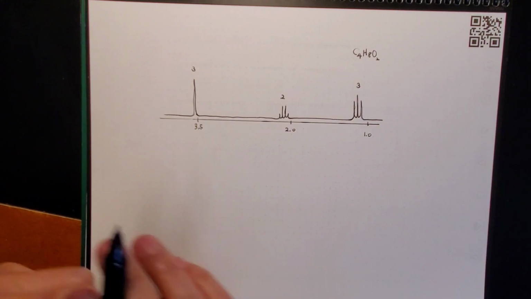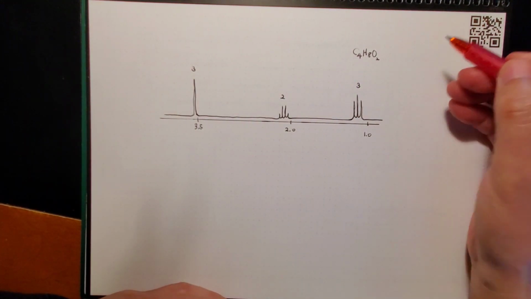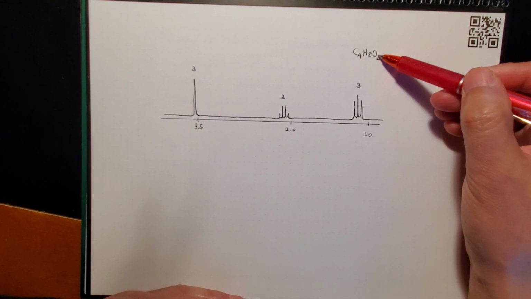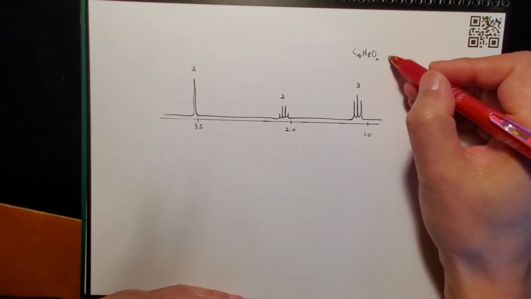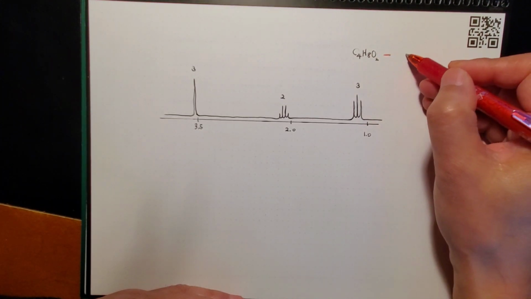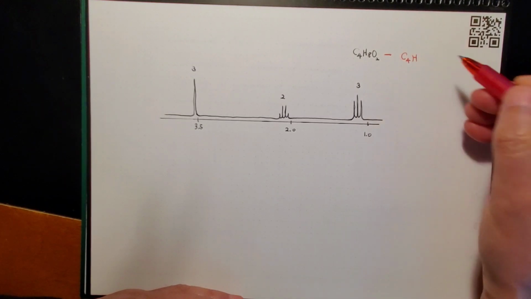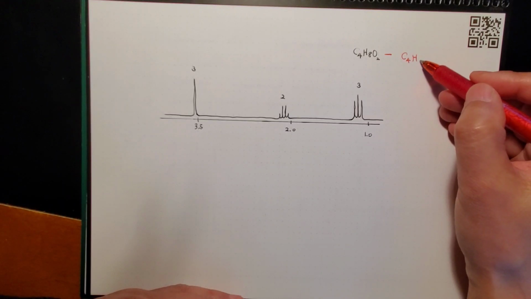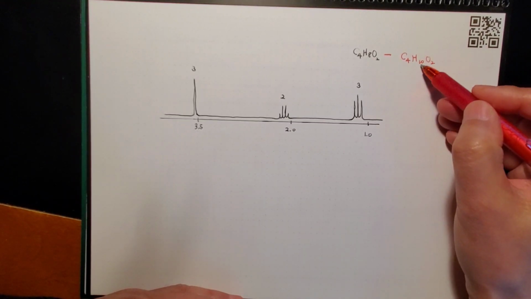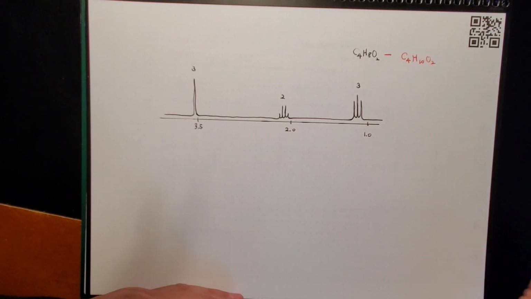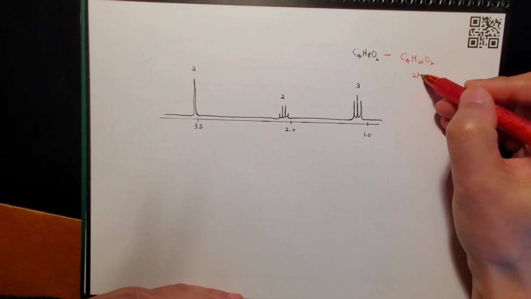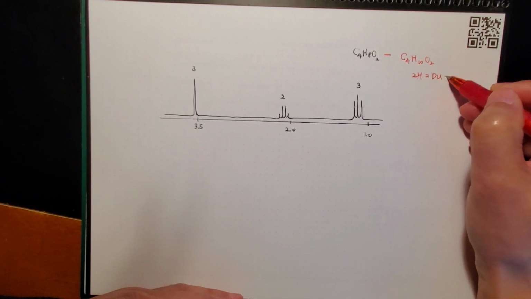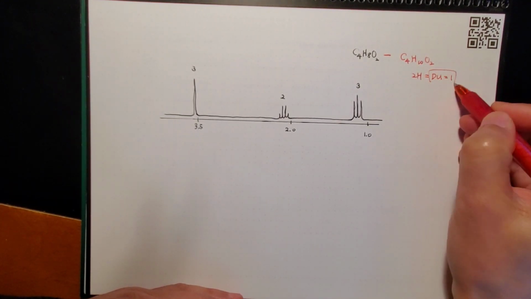Okay, let's analyze the formula first. You have C4 with oxygen. As we all know, oxygen doesn't change the number of hydrogens. So you are looking for the corresponding alkane formula. 2 times 4 is 8, plus 2 is 10. So you've got to have 10, but you have 8. So you are missing 2 hydrogens, therefore your degree of unsaturation equals 1.